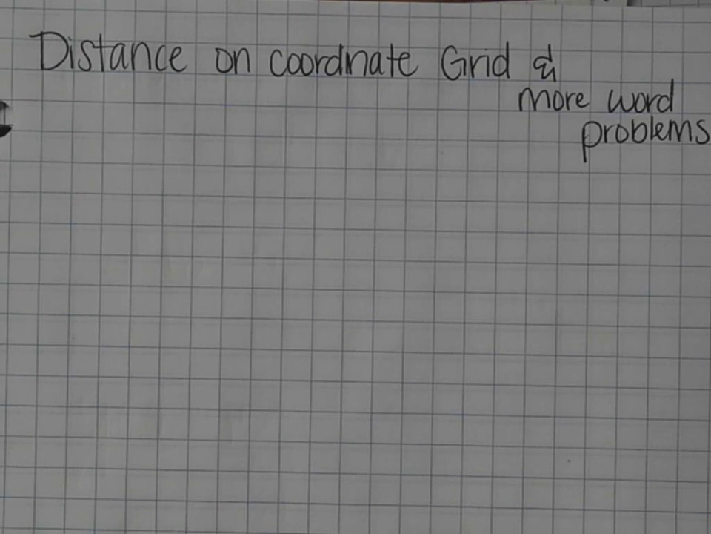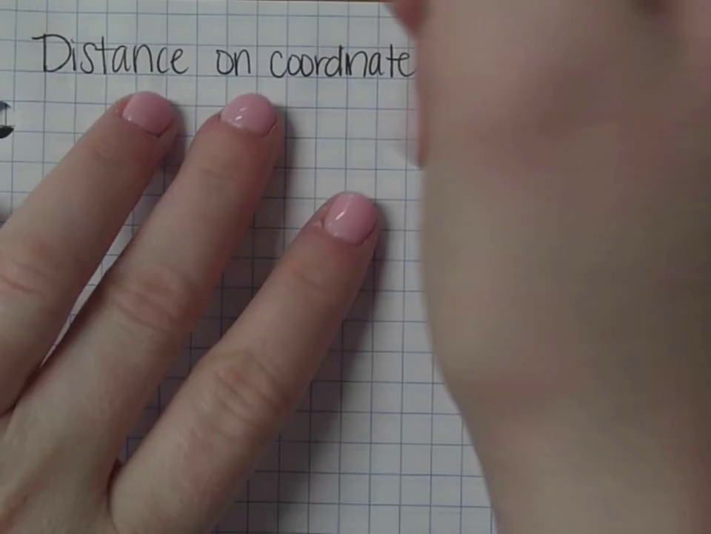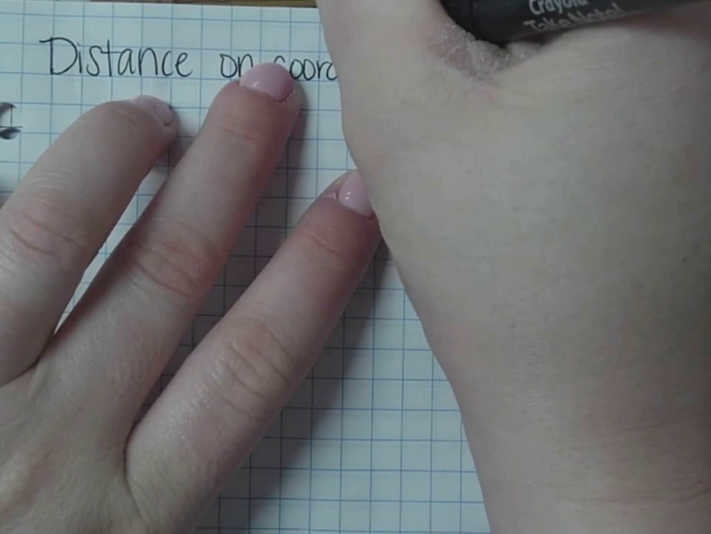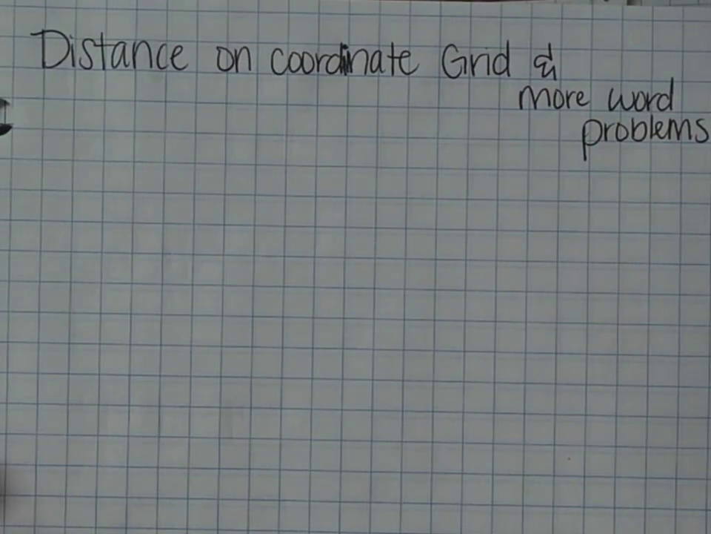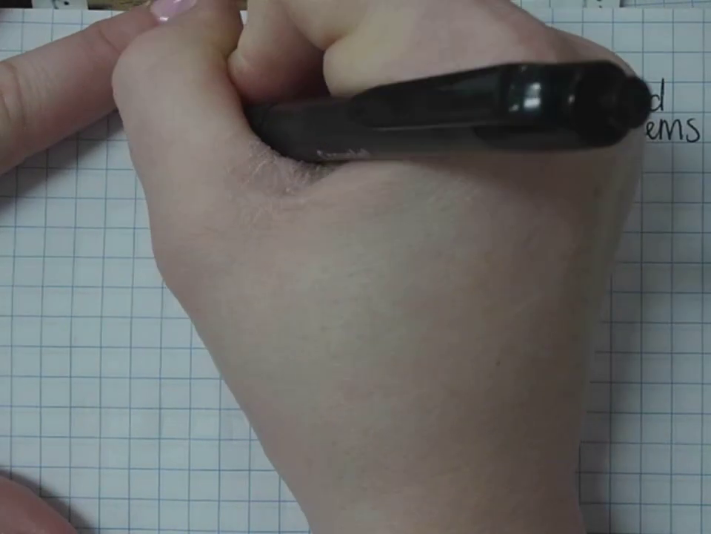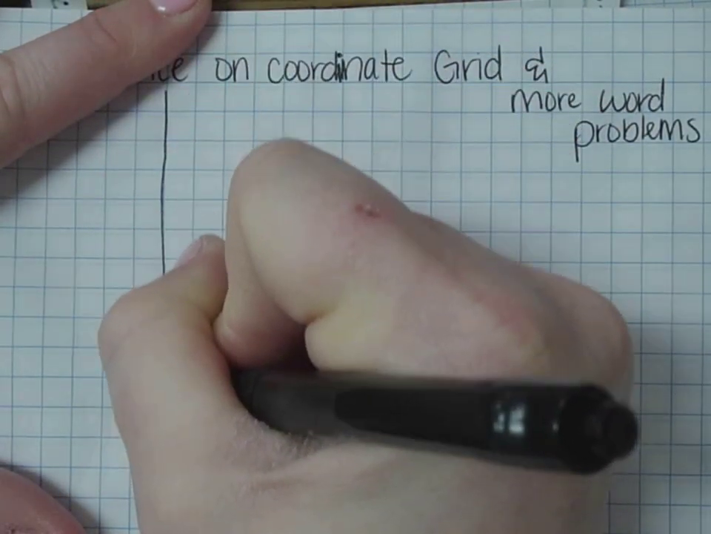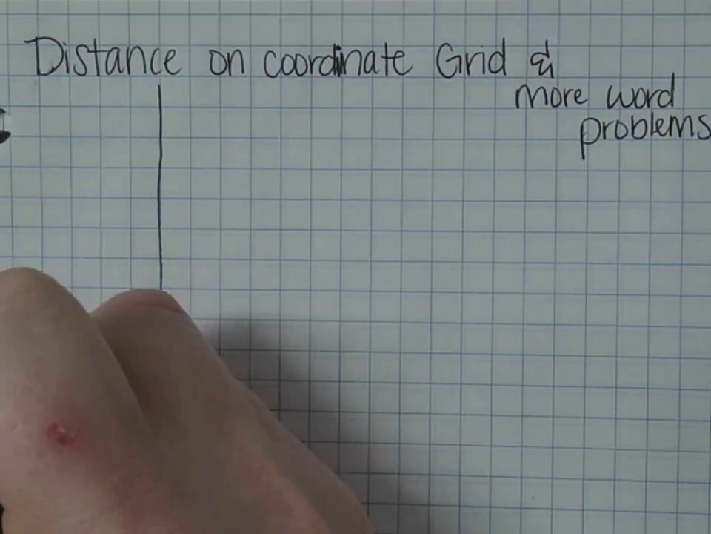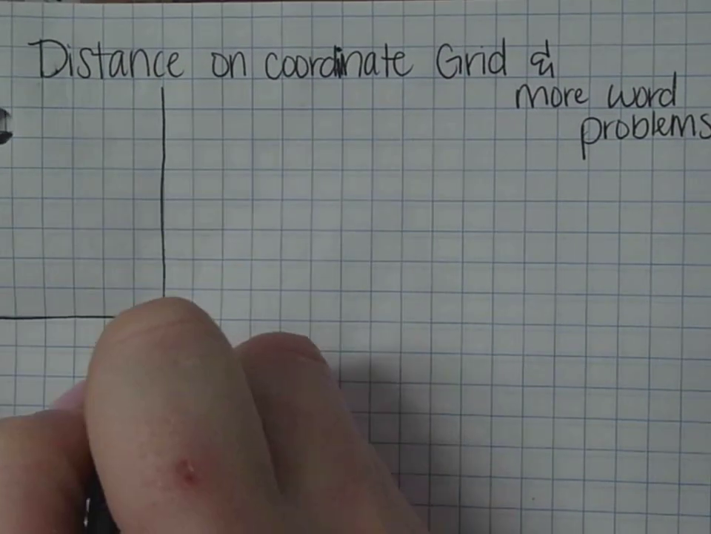Okay, so distance on coordinate grid. Coordinate grid and more word problems. So when you're doing Pythagorean theorem, sometimes it might be in a coordinate system.